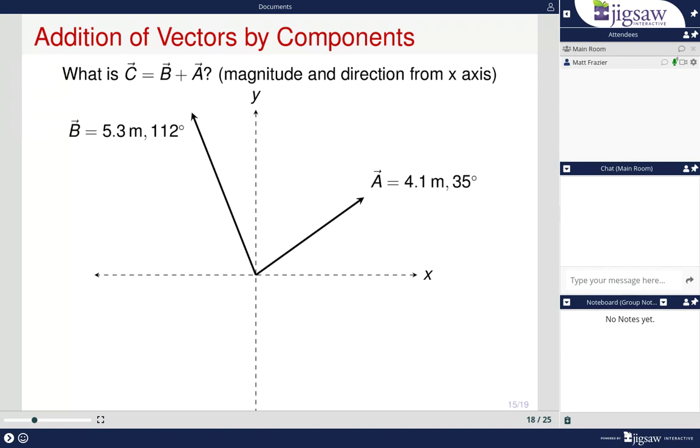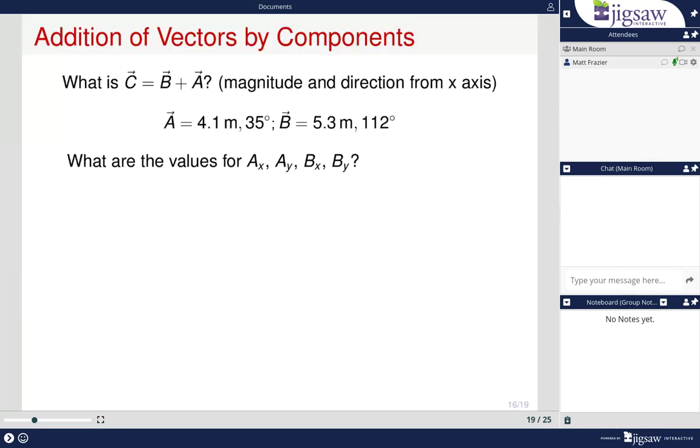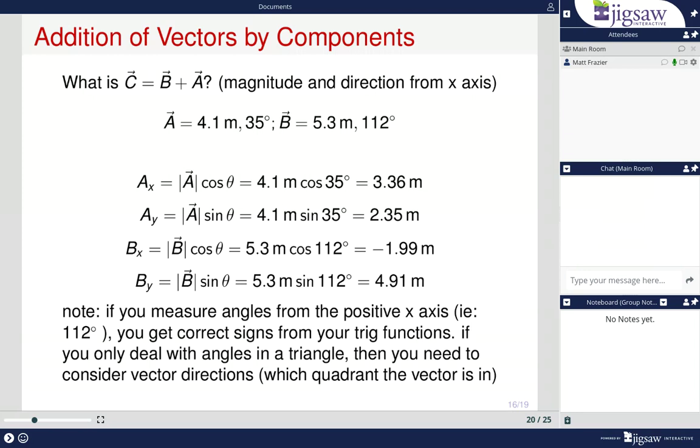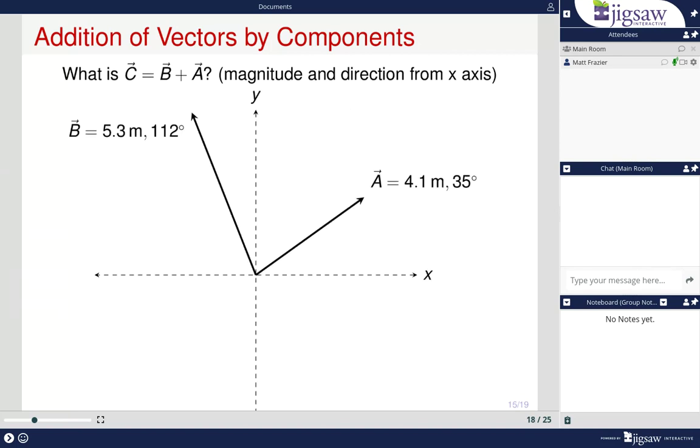But for this, we want to find the components. We want to find those values, ax, ay, bx, by. And there they are. All right, there's our initial information. There's the components. That's what we expect. All right, ax and ay are positive because it's going in the positive direction here, positive x, positive y. And b is one negative, one positive because it's going this way.